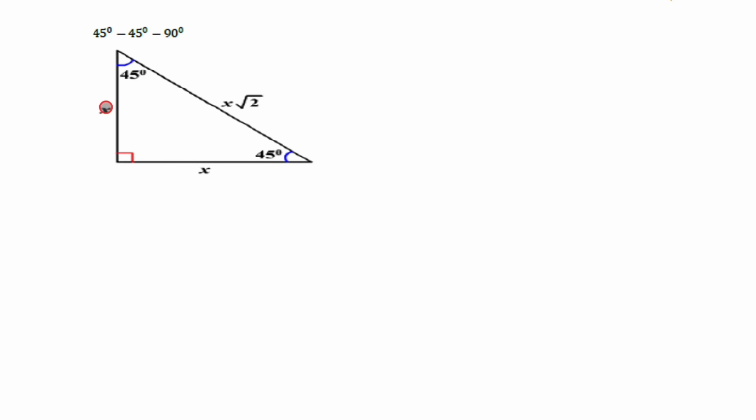So, the side opposite one 45 is x, and the side opposite the other 45 degrees is also x. So, they are congruent because this is 45 and 45, they are the same. That's why the sides opposite them are equal. For this 90 degrees, the side opposite it is x the square root of 2.